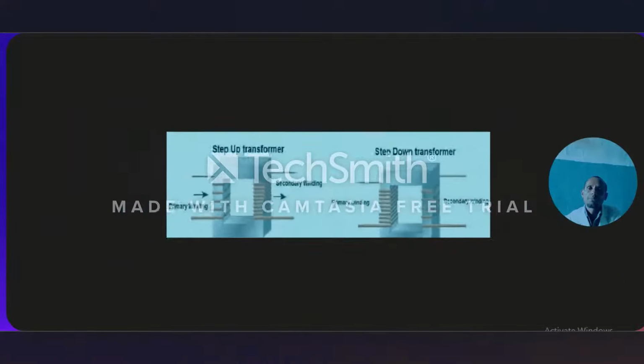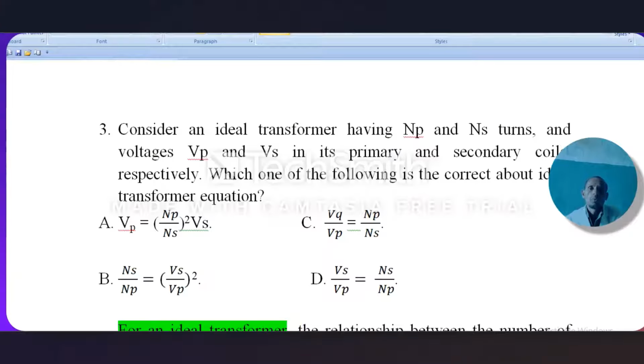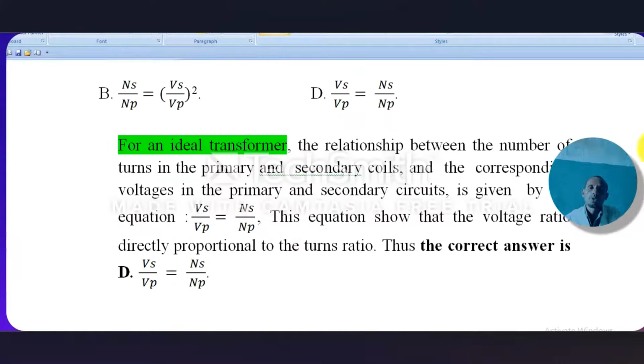When we come to the solution, our question says to consider an ideal transformer having Np number of primary coil turns and Ns number of secondary coil turns, and voltages Vp and Vs in the primary and secondary coil respectively. Which one of the following is correct about an ideal transformer?